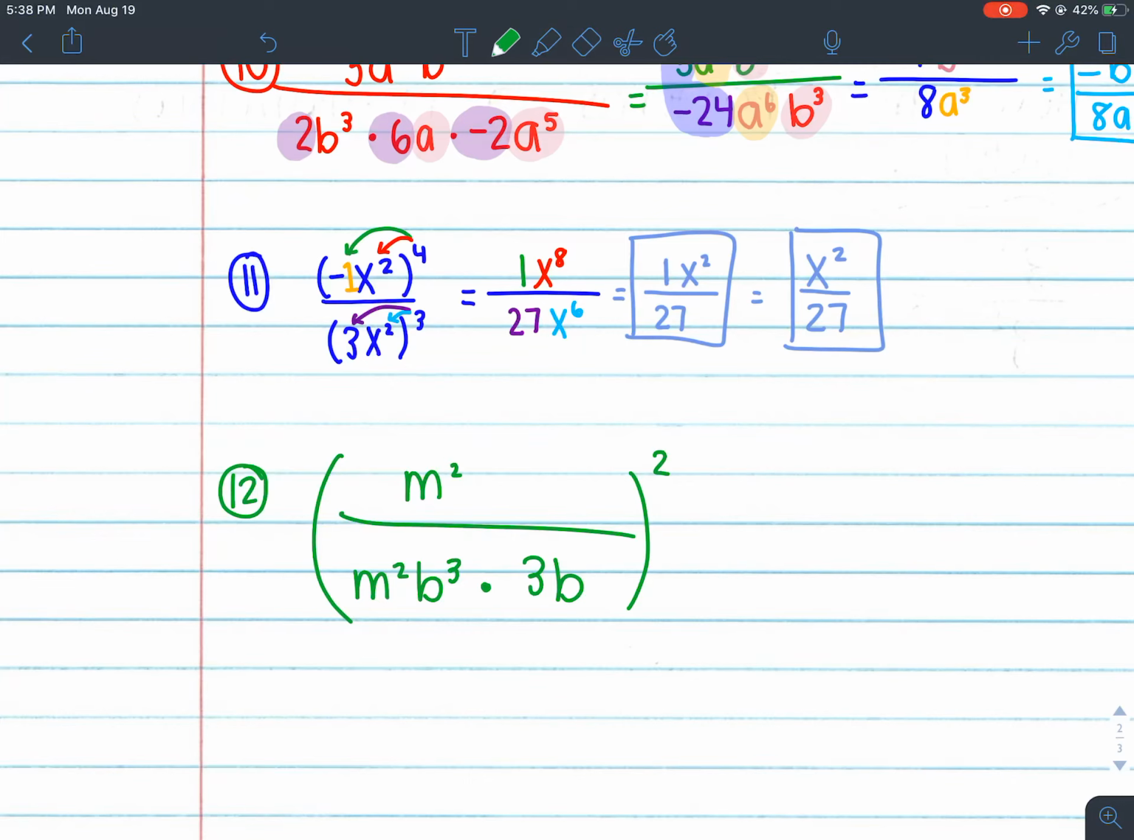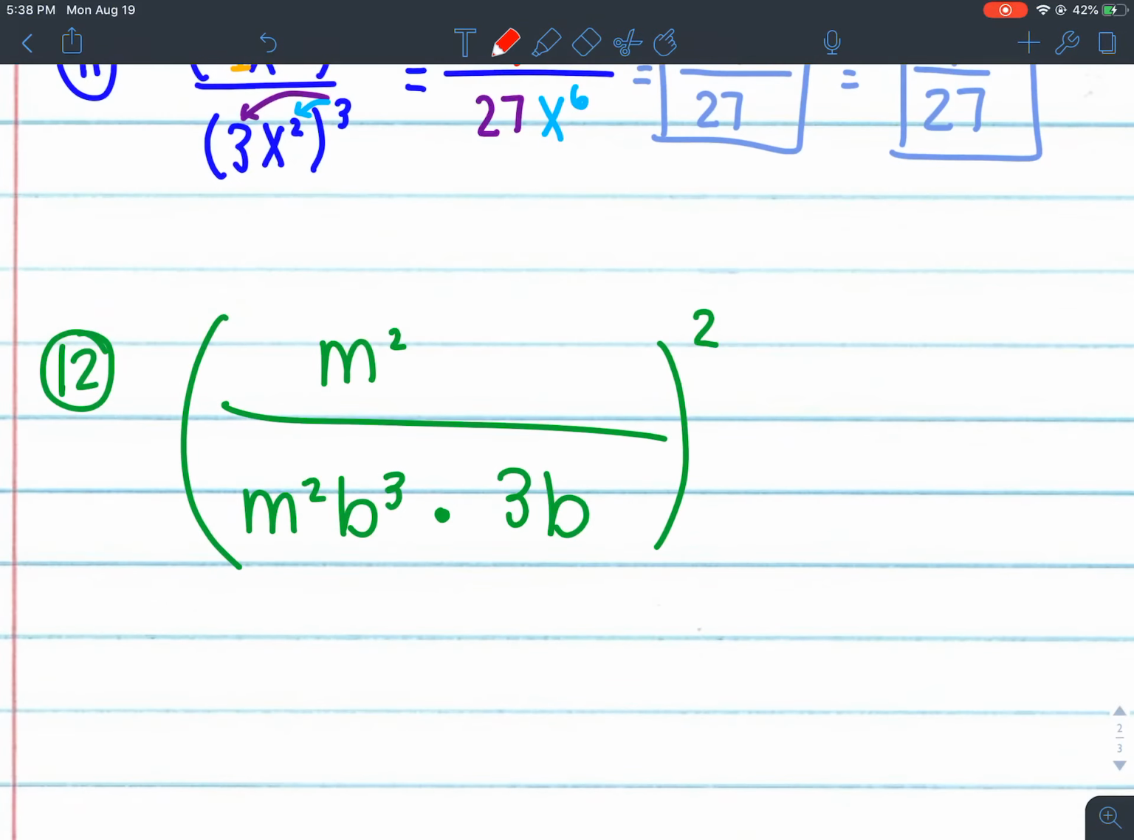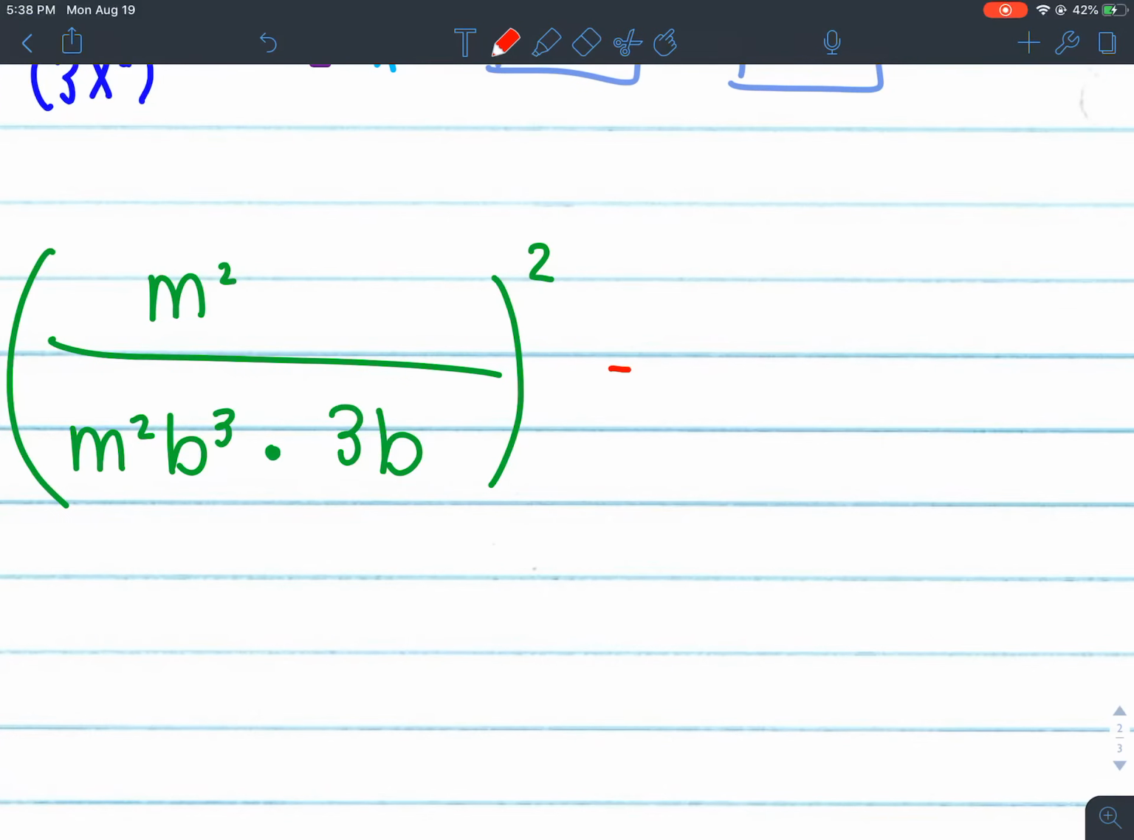All right, so this is a giant set of parentheses. So the first thing that I want to do is simplify all of this before I even touch this outside portion, right? So I'm just going to pretend like those parentheses aren't there, and I'm going to simplify a little bit. I'm going to leave the m squared alone, and the reason why I do that is because there's nothing else up there I can simplify it with. It's all by itself.